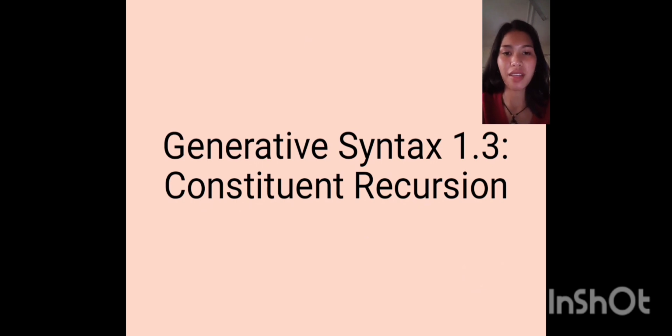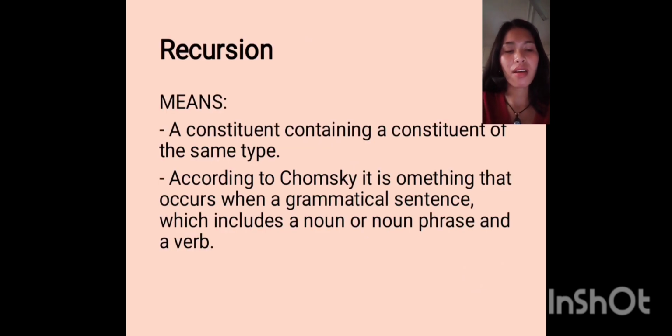Now let's proceed to generative syntax 1.3, which is constituent recursion. Before that, let me give you the meaning of recursion. Recursion is a constituent containing a constituent of the same type. According to Chomsky, it occurs in a grammatical sentence which includes a noun or noun phrase and a verb. Here is an example: John regrets that fact, where "regrets" is a verb and "that fact" is a noun phrase. Another one is: John regrets that Mary was not invited.